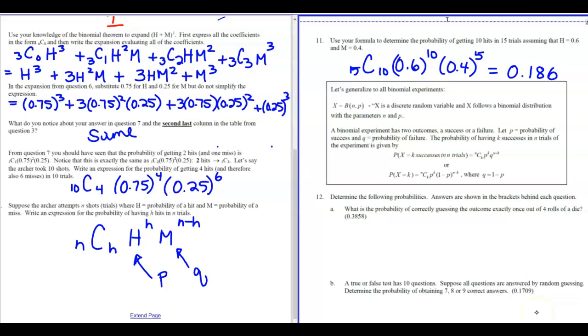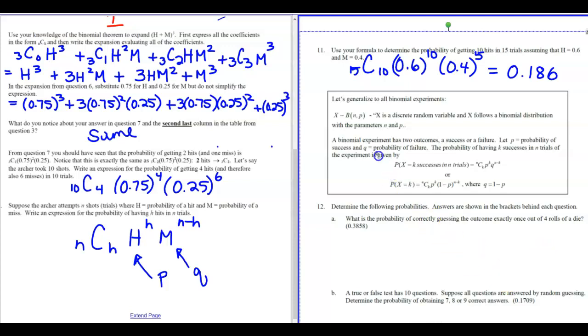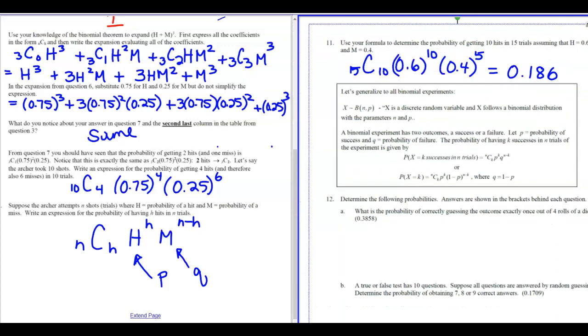Okay, so some notation to be aware of. A binomial experiment: X, capital X, is a discrete random variable. X follows this B, which tells you it's a binomial distribution. The first value in there is the number of trials, and P is the probability of a success. Then you have to be told how many successes you want to calculate.